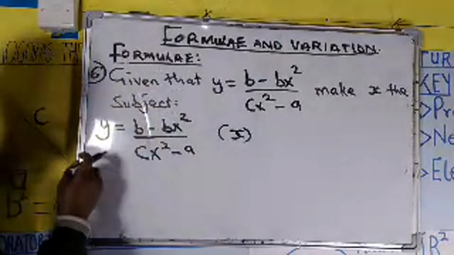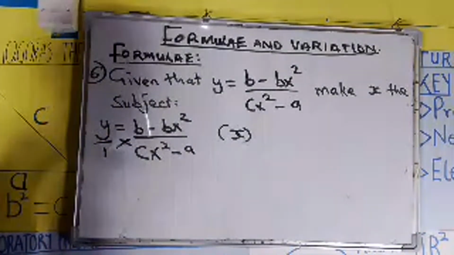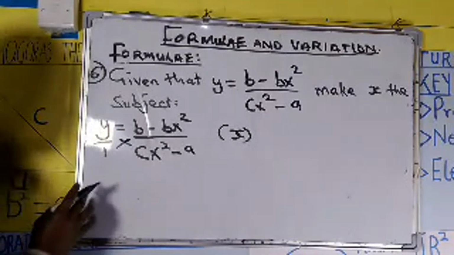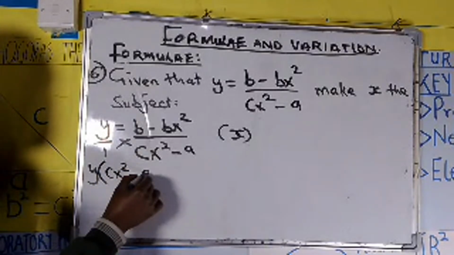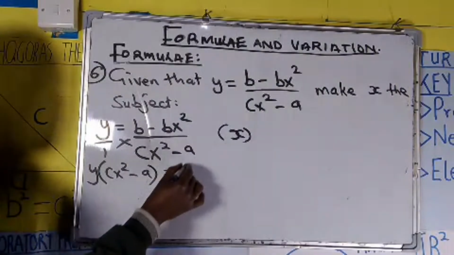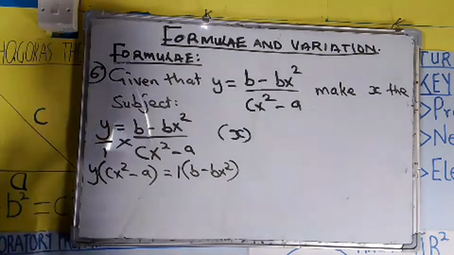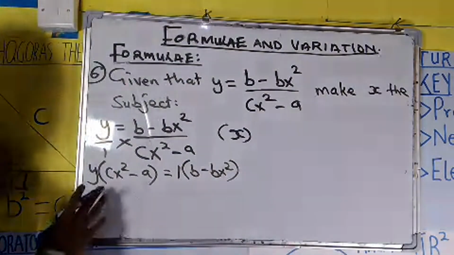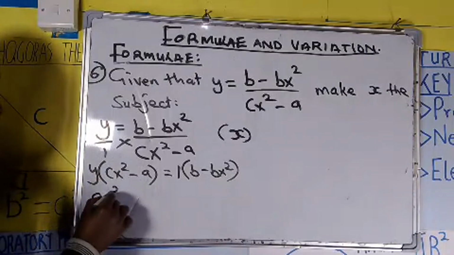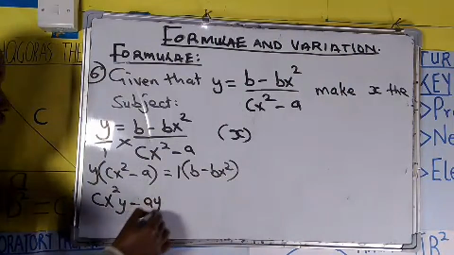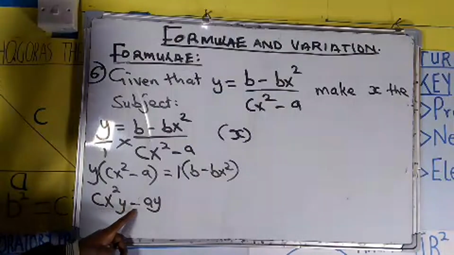What we are going to do, this one we said is the same as over 1. We are going to cross multiply. And when we cross multiply, we are going to get y into bracket ch squared minus a is equal to 1 into brackets b minus bh squared. So when we multiply here, we are going to get y times ch squared, we will get ch squared y minus ay.